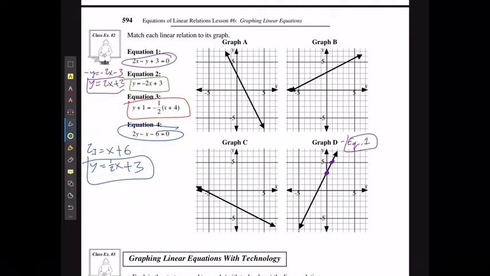For equation 2, I need a y-intercept of 3 and a slope of negative 2, which would be going down 2 and right 1. So I check graph A. It's got a y-intercept of 3. I go down 2 and right 1, get to another point on the graph. Well, that was easy. This is equation 2.